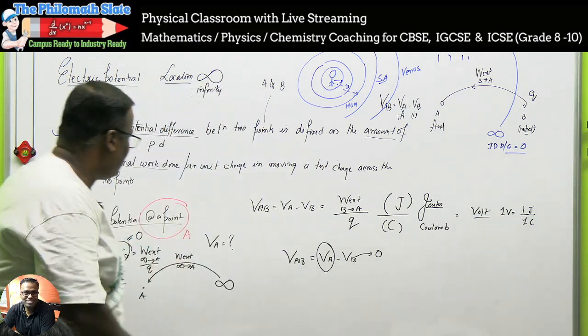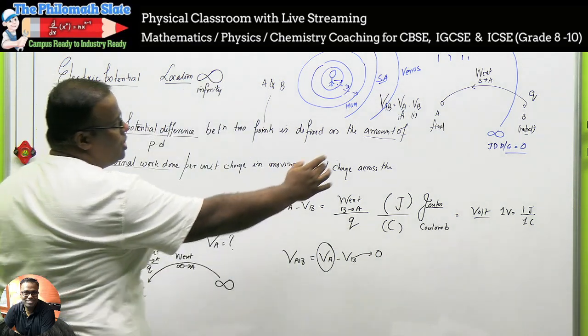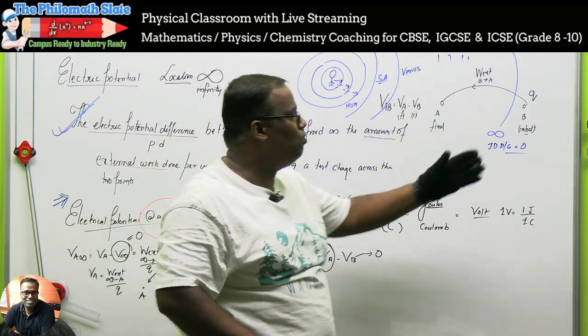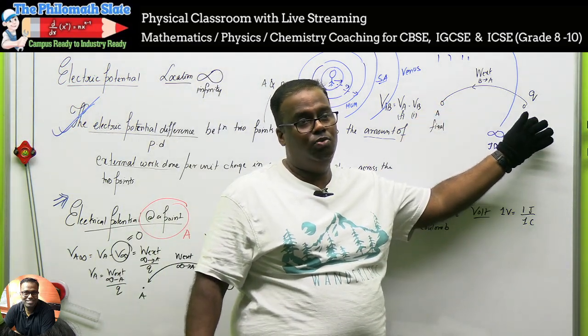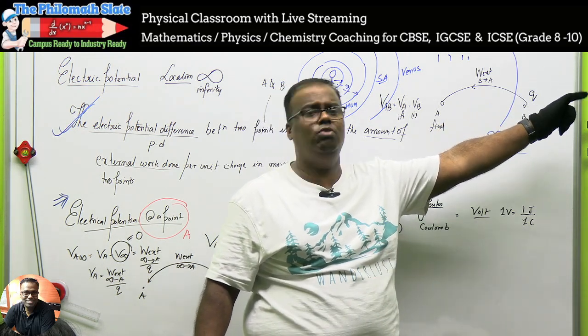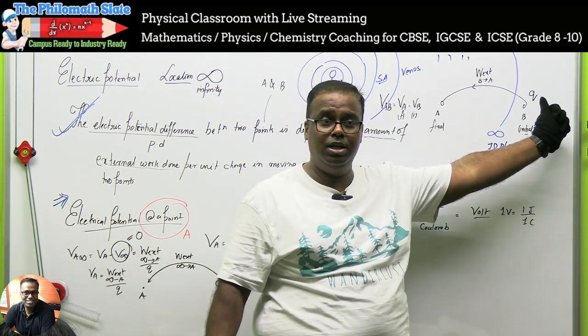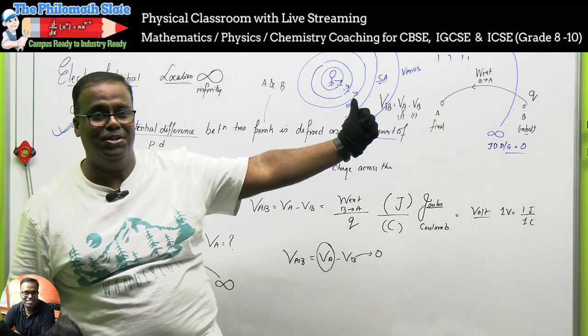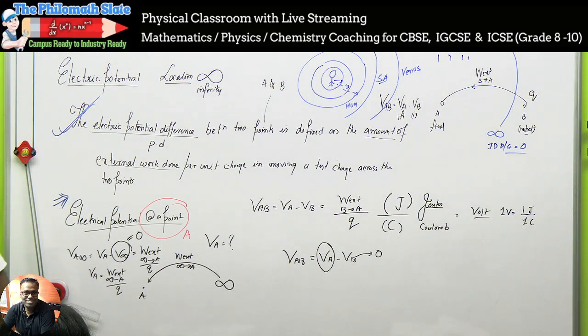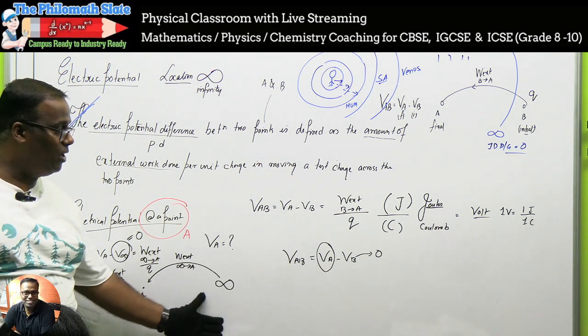So when we say what is the electric potential at a particular point, then we don't move the charge from B, we move the charge from a very far off point which is infinity, and we will measure the work done. बंद कर लिया आपने, डेफिनेशन लिखा नहीं है. So what is electric potential at a point? Can you now write this definition?